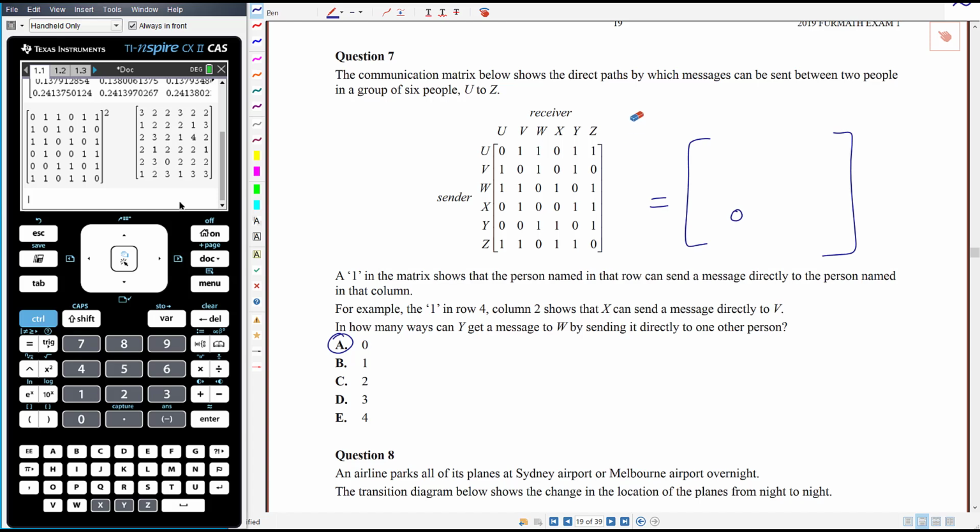So if we want to know Y to W, let's think about who Y can communicate with. So Y can communicate directly with W, okay, so that's irrelevant, but they can also communicate directly with X and with Z. So then having a look at X, X cannot communicate with W, and Z also cannot communicate with W. And so therefore, on that basis, there are going to be no 2-step paths. Y can communicate directly with W, but they cannot communicate via one other person.